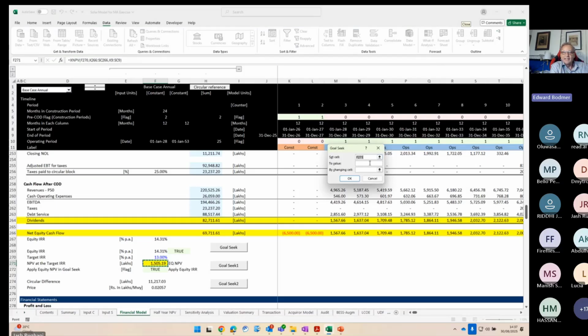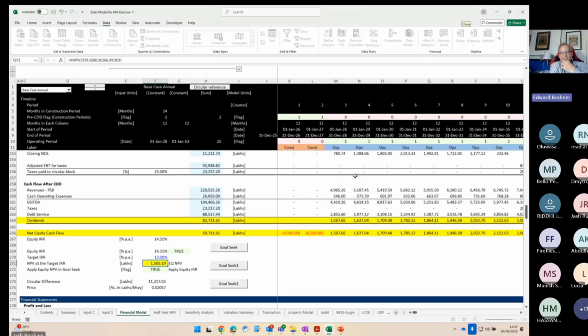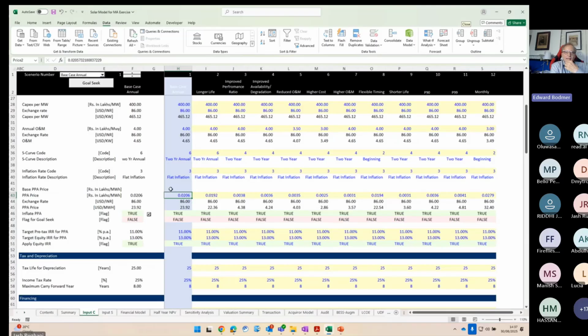Just leave that and set that to 0, the next one to a value of 0, and then go to the input C and change that PPA price. Okay, and press enter and press OK. And oof. And so now that's the price that would give us a 13% IRR.